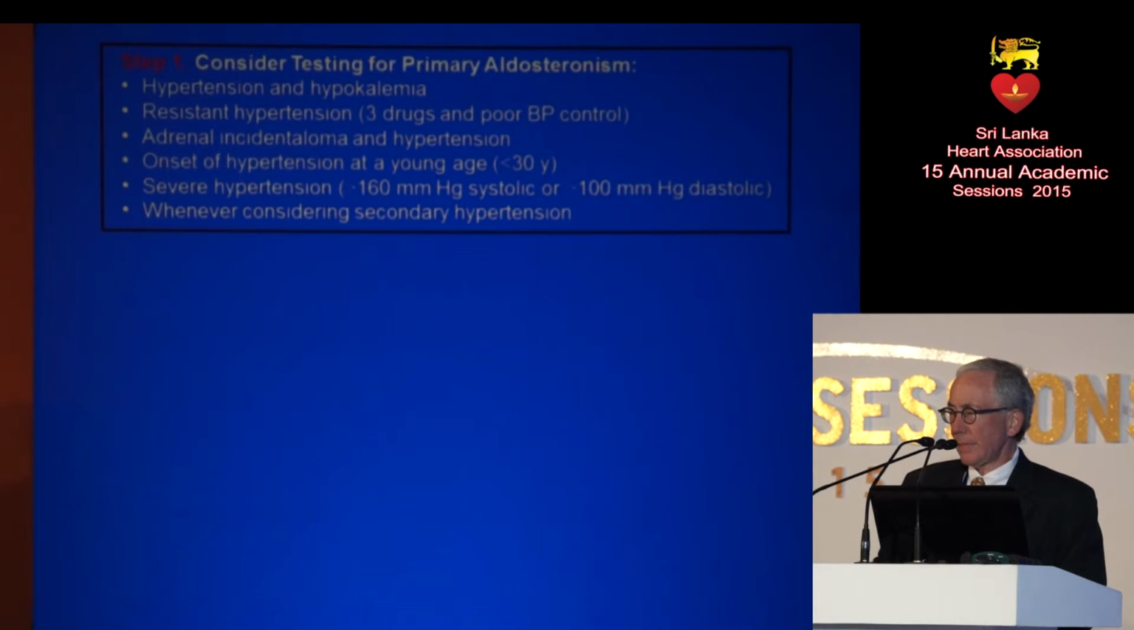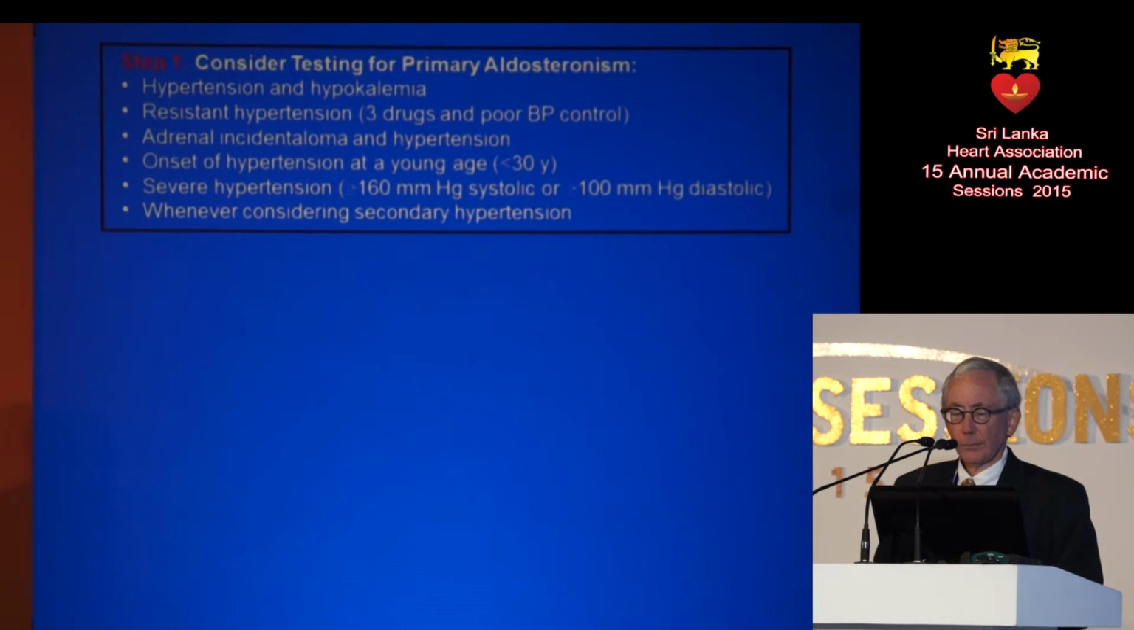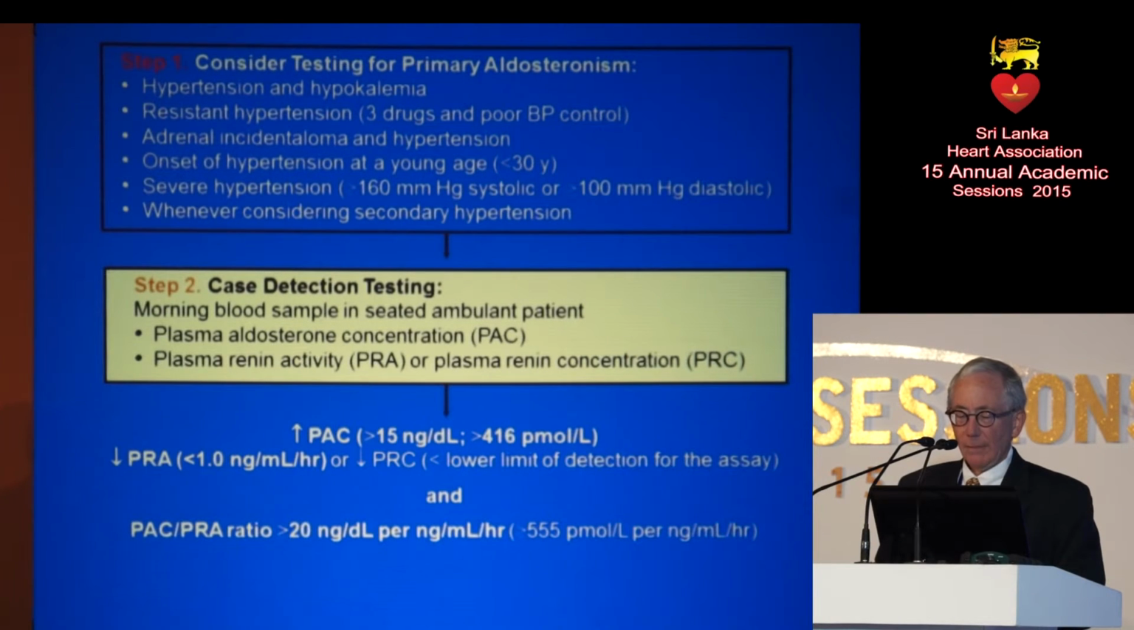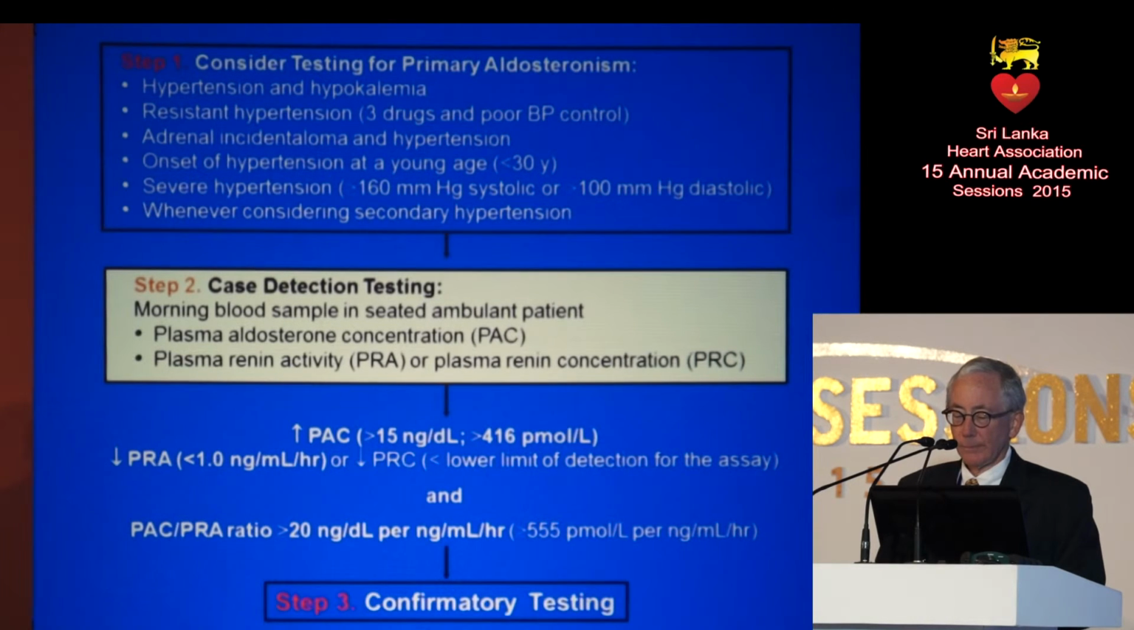So I've left you with these thoughts for step 1 in terms of when you want to start to look for it. For step 2, we talked about the morning sample, paired sample. And obviously, we discussed if your aldosterone is over 15, or the plasma renin activity is below 1, or the ratio is over 20, you pretty much have a diagnosis.